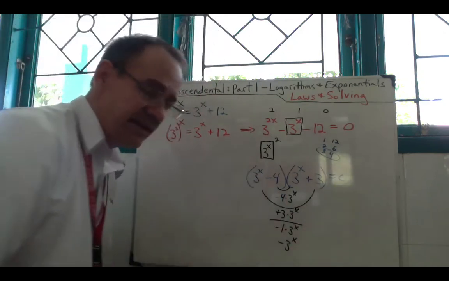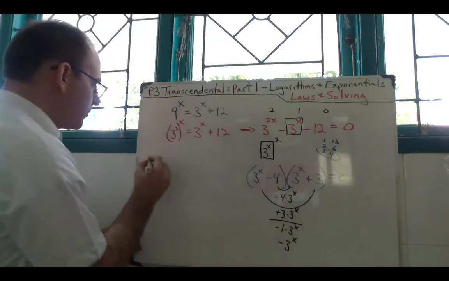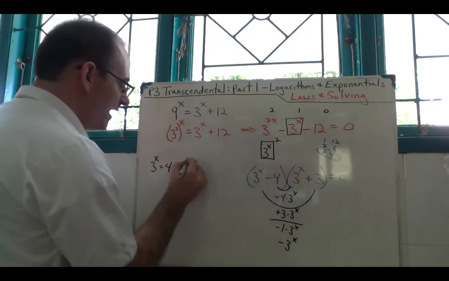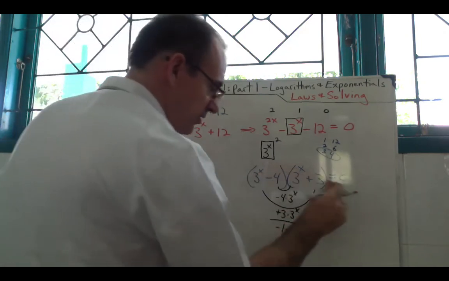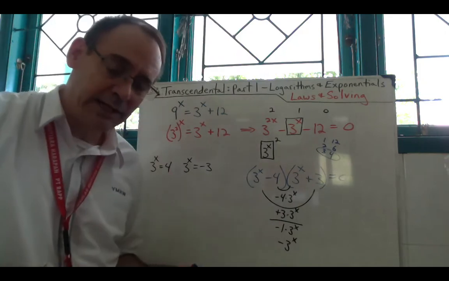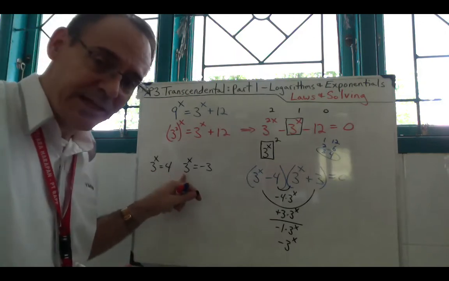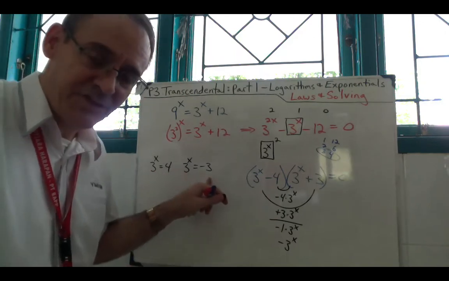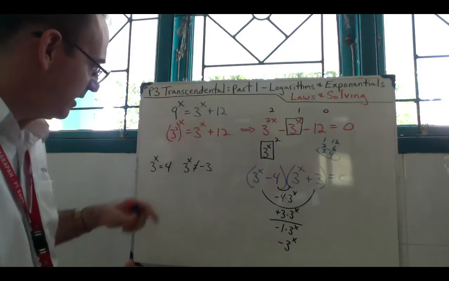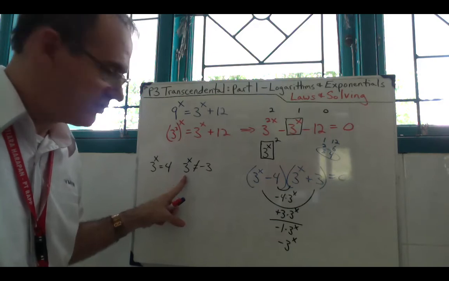Now, just like in algebra, we solve these by setting each factor equal to 0. So we have 3 to the x equals 4, and we have 3 to the x equals -3. When we set these equal to 0, we subtract 3, add the 4. And at this point, you need to remember your restrictions. Base exponentials cannot be 0 or negative. So this one is going to cancel. In other words, there's no value of x that you can raise a positive base to and get a negative number.